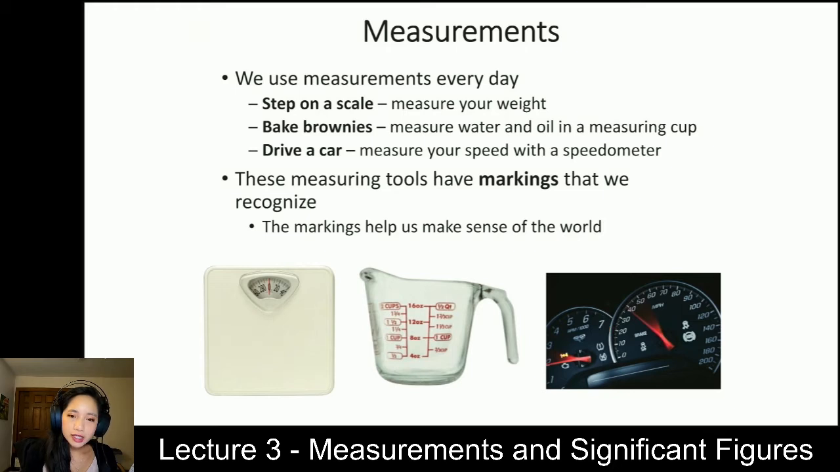So in each of those examples, we have a different measuring tool. All of them have markings on them, which will prove to be really useful to us when we get to significant figures. But those markings on these measuring tools is really what helps us understand the world around us by understanding these measurements in terms of useful dimensions that you and I can understand.